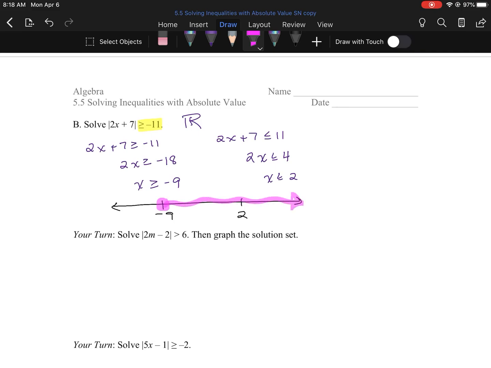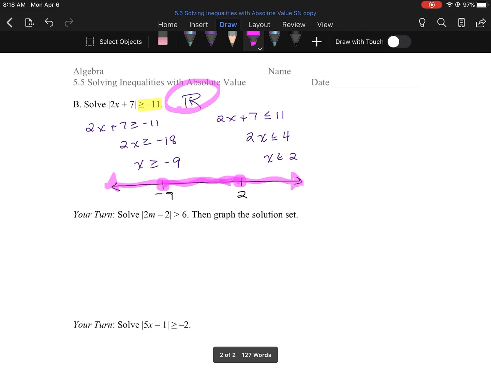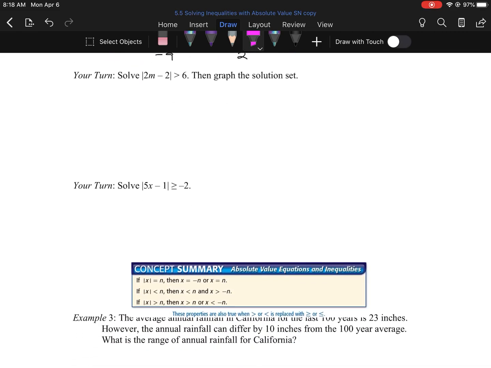All right, so I have closed circle there, bigger than -9, so that's going that way. Closed circle at 2, going this way. And now since it's or, that means it has to fit one of these. It doesn't have to be that part in the center where they overlap. It's any of the solutions. So if you notice, the whole number line is shaded. So that's how it's all real numbers. All right, take a moment, try the 2 your turns, and then come back.